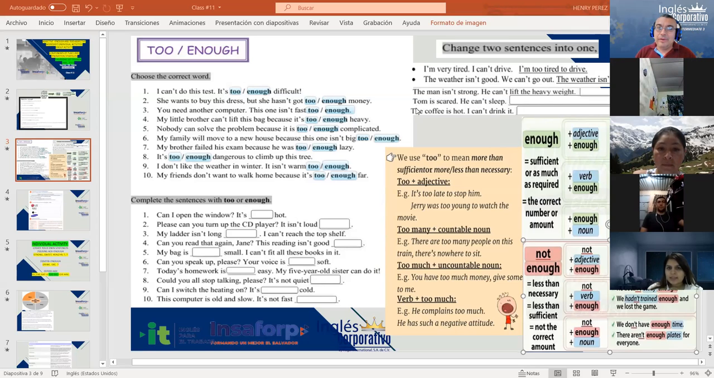There are three sentences here. Can you combine them to make one? That is the challenge. The man isn't strong. He can't lift the heavy weight. What is lift? Levantar. Yeah, very good. Lift the heavy weight, right? Tom is scared. He can't sleep. The coffee is hot. I can't drink it. Challenge. Vamos a ver. One sentence only. Using both sentences combined, using either enough or too. You decide.